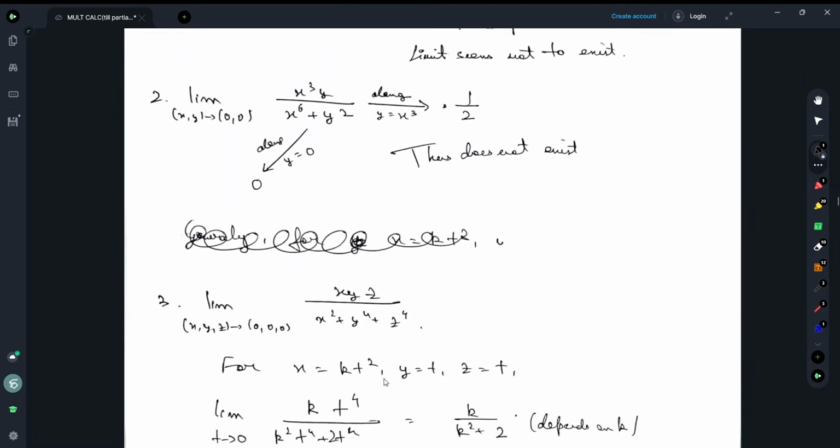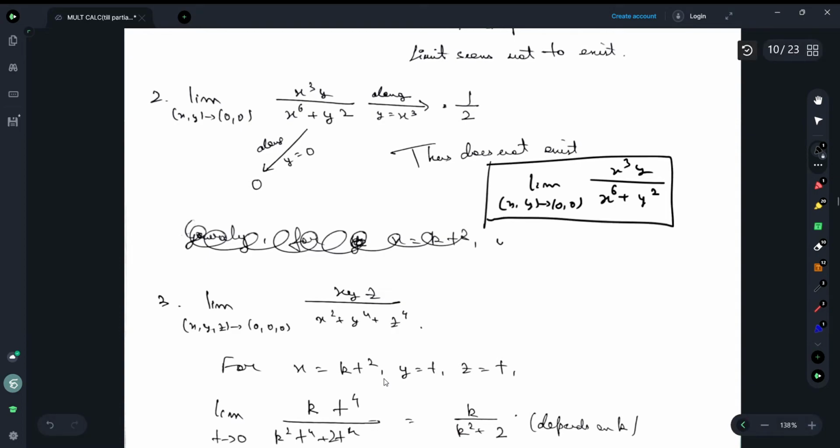Okay, suppose this one. You have limit (x, y) tends to (0, 0) of x cube y over x to the power 6 plus y square, and you need to check whether this limit exists or not. Now see, we can do one more thing to check whether this limit exists or not. See carefully. Since (x, y) is any arbitrary point, suppose you have y equals mx cube. You can take a curve y equals mx cube, and we can say that (x, y) is a point on this curve and it is approaching (0, 0) along the path of this particular curve.